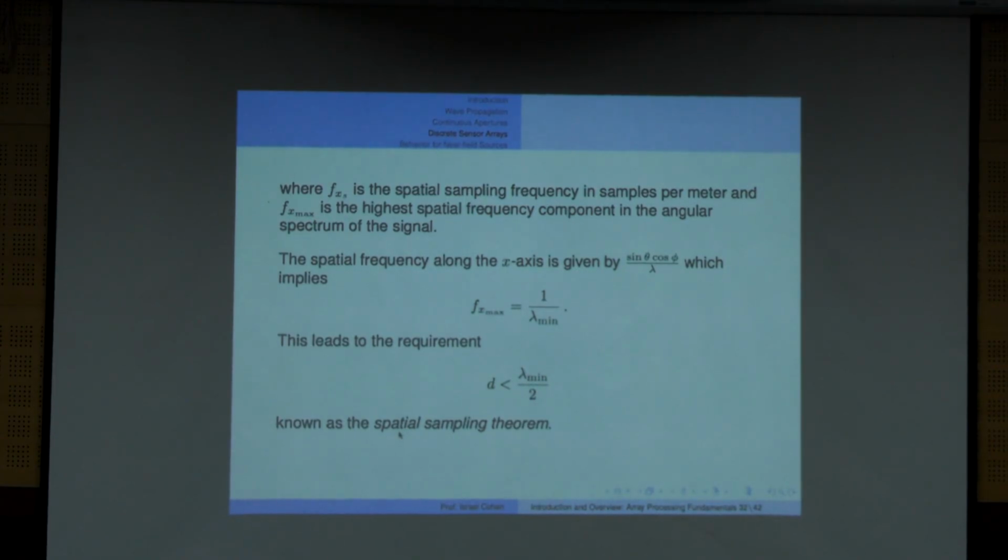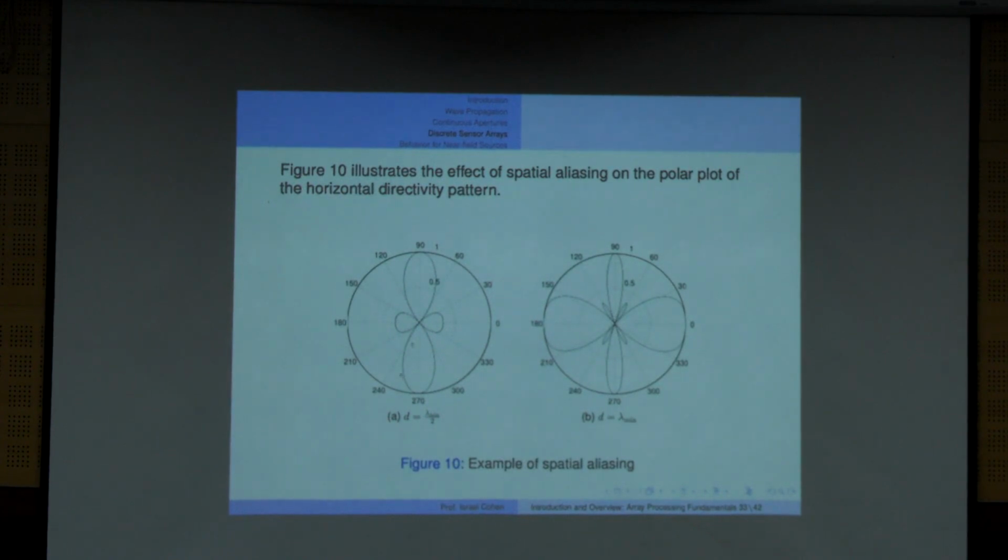Let's see the response. Here, you see in this plot, d is lambda min over 2. In this case, the maximum response is for 90 degrees. We still have the response to 270 degrees because of the circular symmetry. It's a uniform linear array. But the response in this direction, for example, is smaller. The response in any other direction between 0 and 180 is much smaller than the response to 90 degrees.